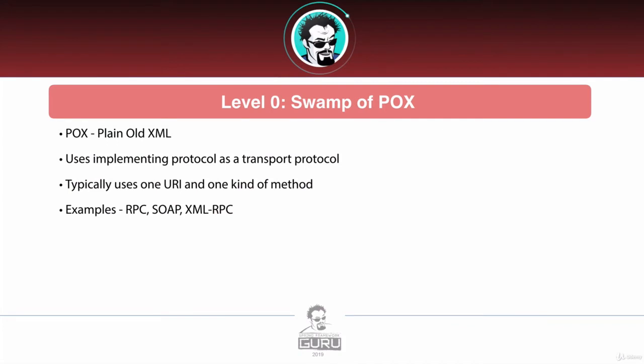Level 0, and this is the swamp of POX. POX is plain old XML, so kind of an old term, but this is using the implementing protocol as a transport protocol, and this is using some type of URI, a one-of-a-kind method. So this might be RPC, even SOAP would fall into this, or XML RPC. So what you are doing here is you are creating a URL to post an XML document against, or put whatever. You are defining something kind of one-off to your own thing. And there's a lot of things that are implemented like this, where you do a post or put of an XML document to a specific URI for the server to do a specific action. So kind of in a nutshell, it describes SOAP, but not as structured as SOAP.